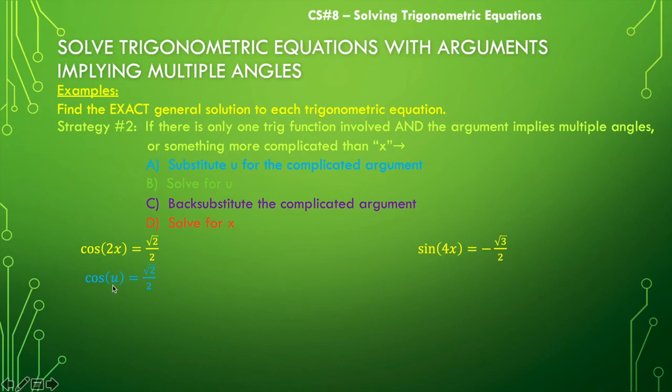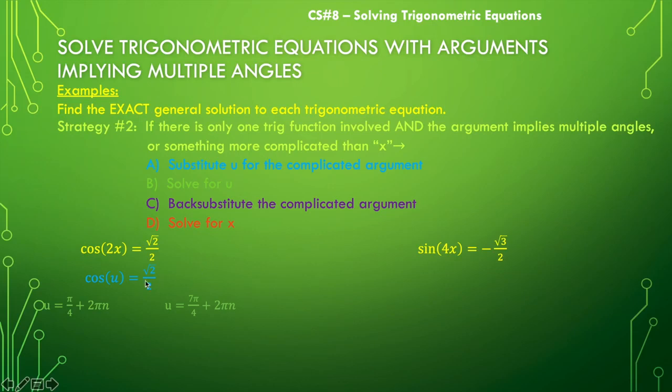We will solve for u by saying, okay, what angles on the unit circle have a cosine of the square root of 2 over 2? Okay, so which angles have an x value of square root of 2 over 2? And so that's going to be pi over 4 and 7 pi over 4. Because we are solving for a general solution, we're going to include that plus 2 pi n part in our solution there. Okay, so we've substituted the u in, we've solved for u.